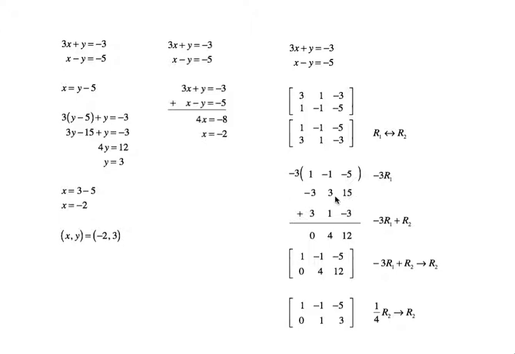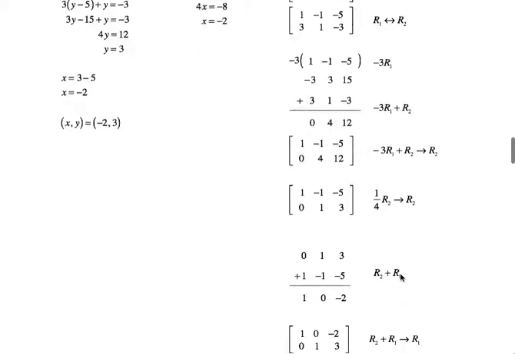Then we add this product to row 2 right here. Negative 3 plus 3 is 0. 3 plus 1 is 4, and 15 plus negative 3 is 12. And then that becomes our new row 2. We place that in row 2 because that's where we want the 0 in the first entry.